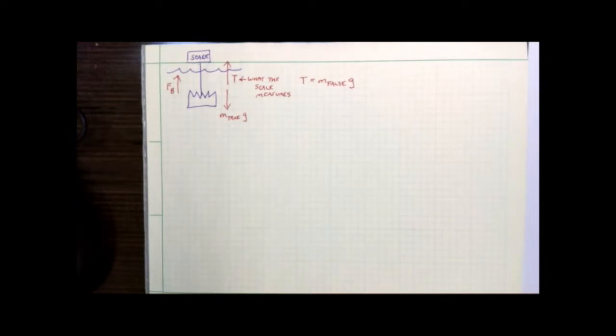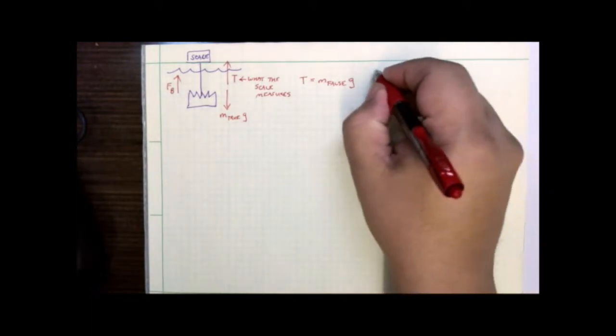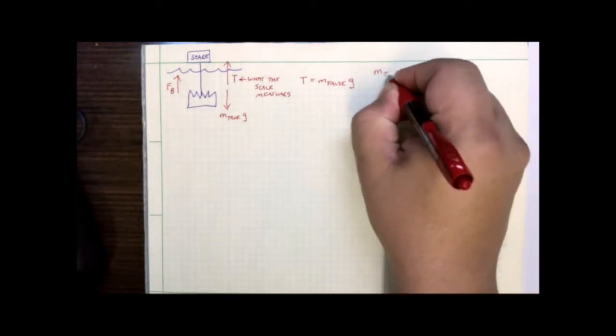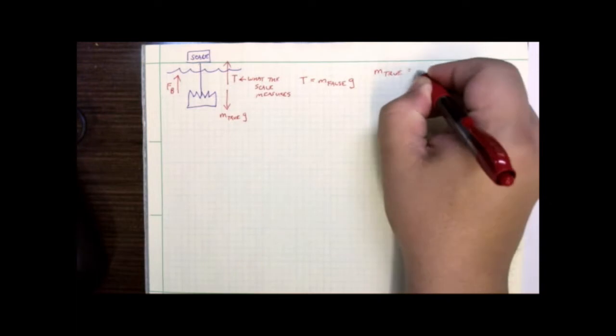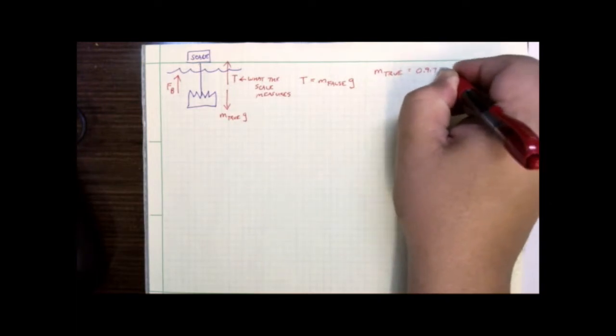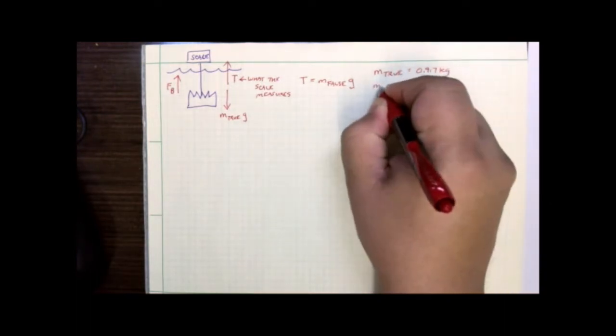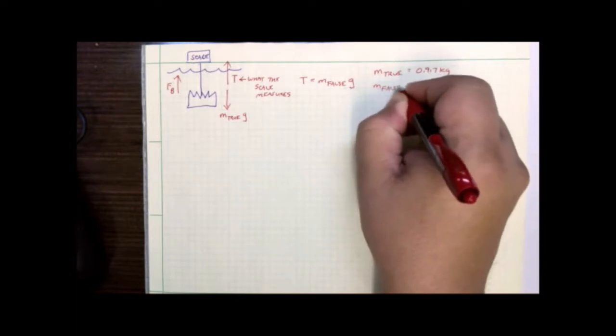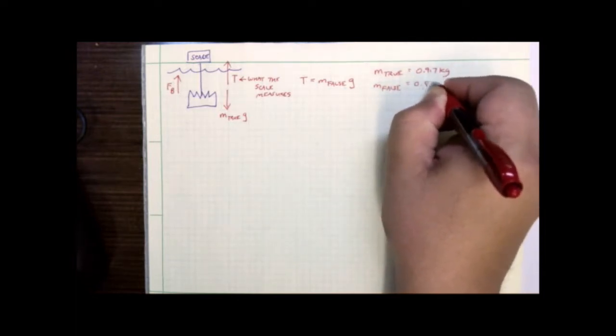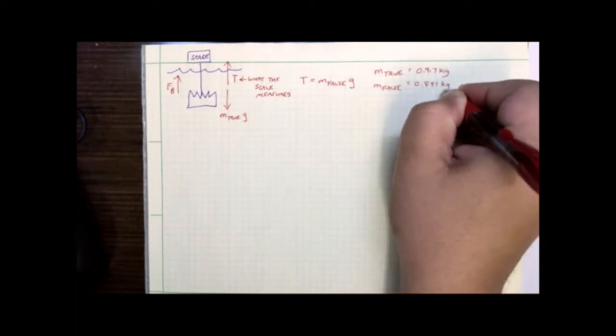Out of the water, it's the true mass times g. But in the water, we get a false reading, a false mass times g. And the problem tells us that that true mass is 0.917 kilograms, and the false mass is 0.841 kilograms.